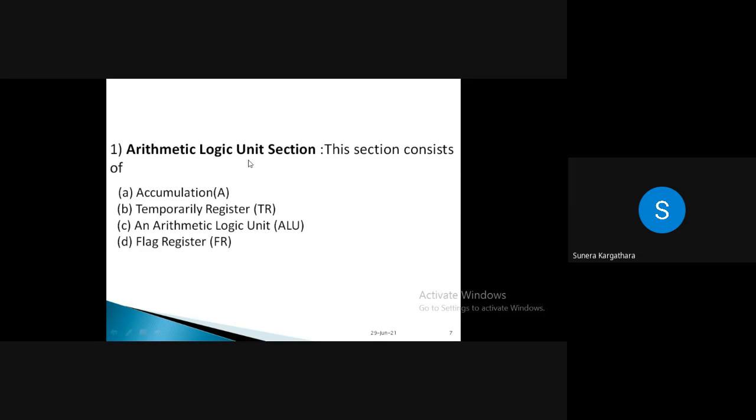Right now we want to only focus on the first part, arithmetic logical unit section. In it, these 4 things are involved. So one by one we want to understand each and every part. So what do we mean by accumulator? What is accumulator? We had already discussed 2-3 times. That's why I'm asking. It stores the result of an operation.